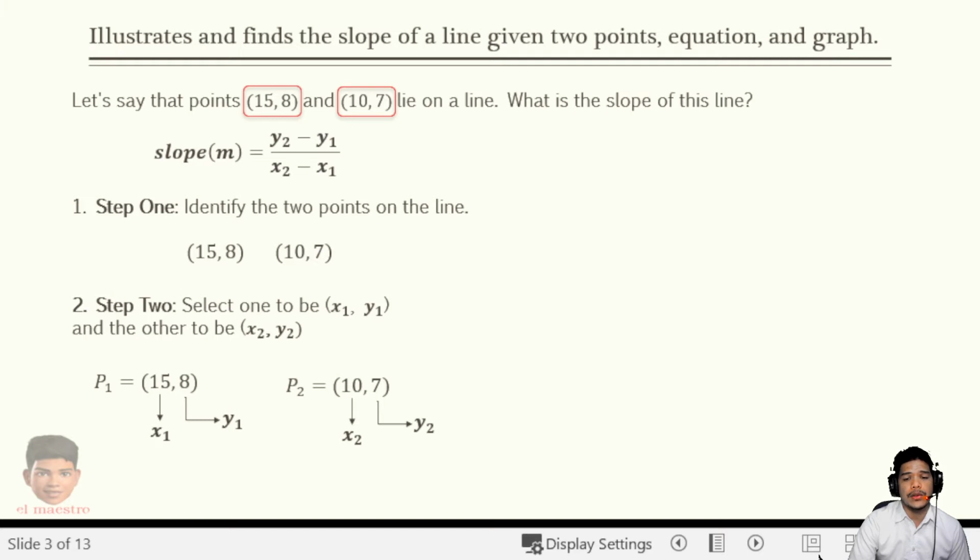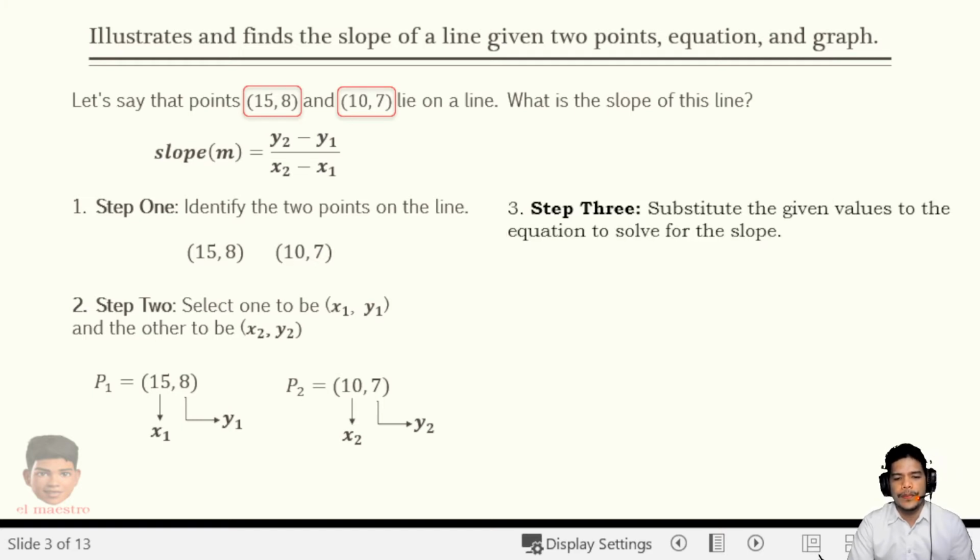So we're going now to proceed to step number 3. What's step number 3? We're going to use the slope formula and substitute the identified given. So with the use of the slope formula, we're going to substitute all the given. So first is y sub 2. What's our y sub 2? That's 7 minus y sub 1. Y sub 1 is 8. And we have now x sub 2 is 10 minus x sub 1 is 15.